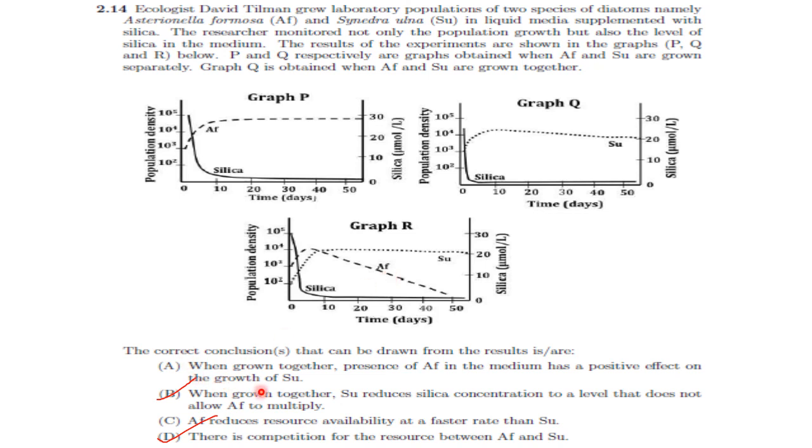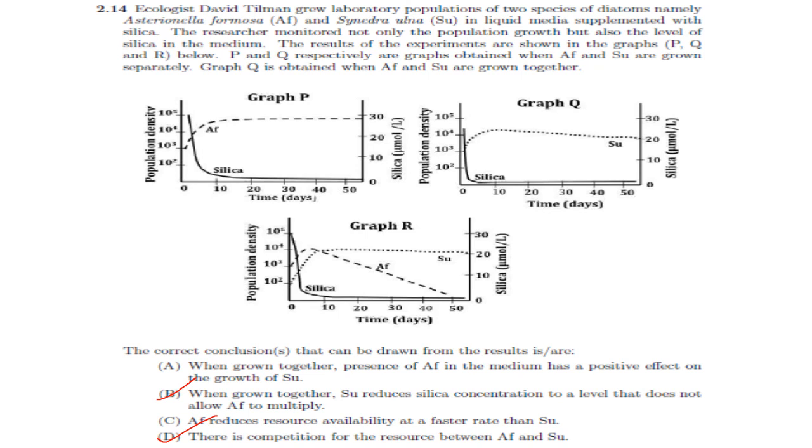So the conclusions we can read. When grown together, presence of AF in the medium has positive effect on the growth of SU. No, the AF doesn't have any positive effect. It is having a negative effect from SU. When grown together, SU reduces silica concentration to a level that does not allow AF to multiply. That is correct. B is correct.